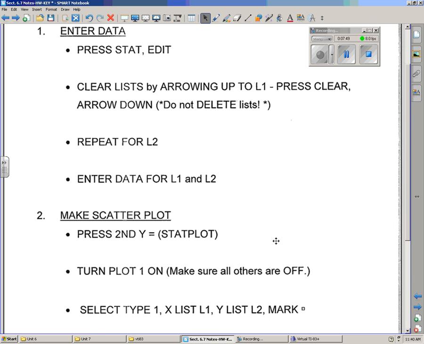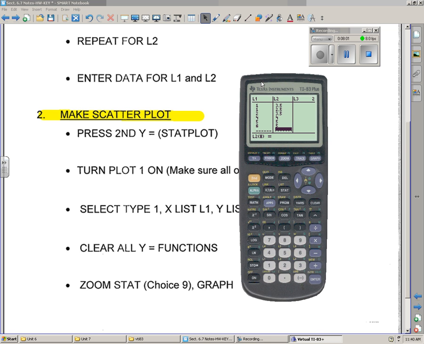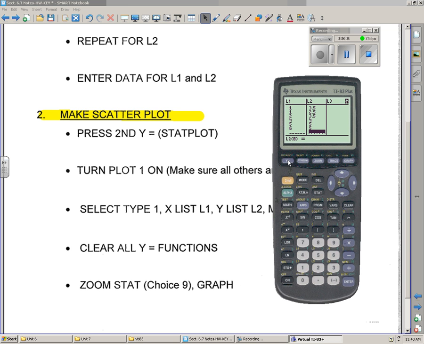In order to create a scatter plot, what I need to do now is this whole part. I'm going to go to second y equals, which is stat plot. It says turn plot 1 on, make sure all the others are off. Right now plot 1 isn't on, so I'm going to hit enter on that, then arrow over to where it says on. It's already blinking on that, so I'm going to just hit on. Select type 1, which is what we've already done, the first type. You don't really touch anything here. Your X list is coming from list 1, your Y list is coming from list 2, and keep the markings the way they are.